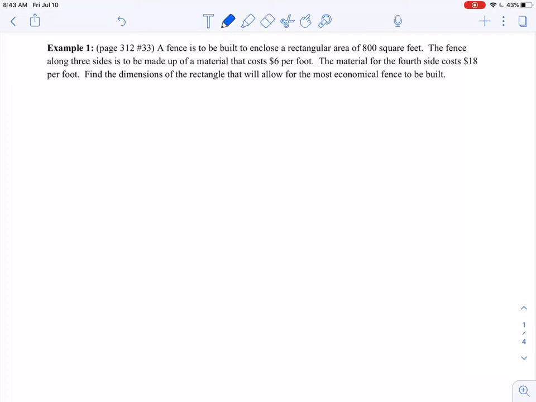So here, I think the wording is a little bit tricky. We want to find the dimensions of the rectangle, so that much is clear. For the most economical fence to be built. In all of these problems, we want to either minimize or maximize some quantity. So when I think about most economical fence, I sort of think that's a fancy way to say the cheapest fence. So what I want to do is I want to minimize the cost of this fence. And we'll come up with a function for the cost here in just a second.